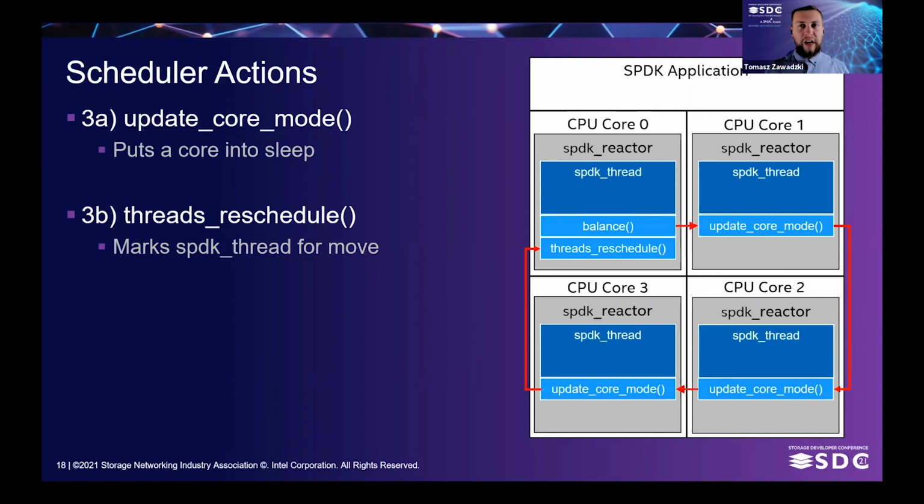Another is marking SPDK thread for move to a different reactor. This action is only performed on the main core, because once SPDK thread is marked for the move, the reactor which currently has the thread assigned is responsible for first stopping the polling on that particular reactor, as well as sending an event to the destination reactor to start polling it there. After that, the scheduling phases are complete, and the next one will start once the scheduling period expires.